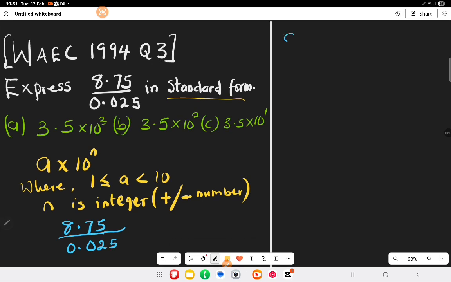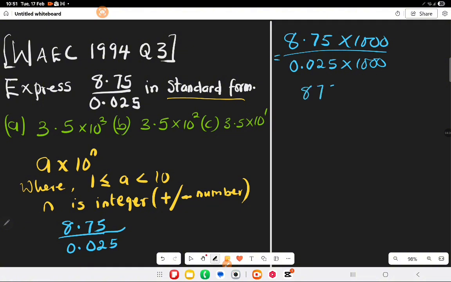That is 8.75 times 1000 all over 0.025 times 1000, which will give us 8.75 times 1000, which is 8750, divided by 25, when we multiply 0.025 times 1000. Now we have to divide both the numerator and the denominator.